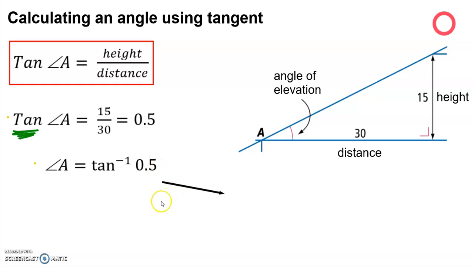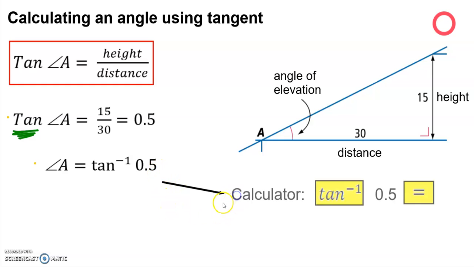So how do we do this on our calculators? You can do it like this. If I want to use tangent to the power of -1, I have to use the shift button. So first push shift, then tangent, and then you will see in your display tangent to the power of -1, and then 0.5 equals. So you will find an answer, but we are calculating an angle. So you have to round it to a whole number.